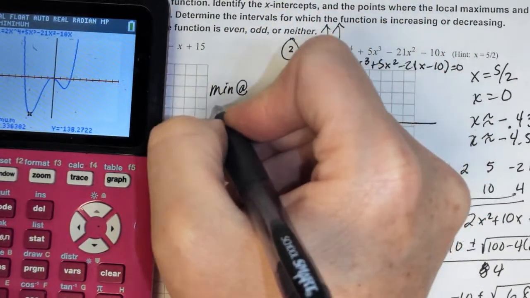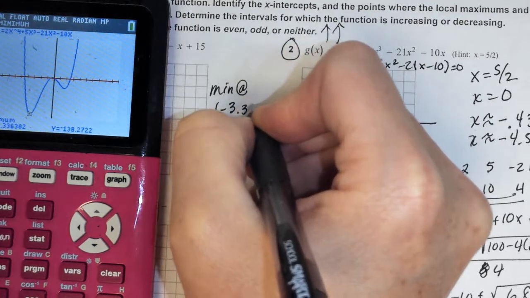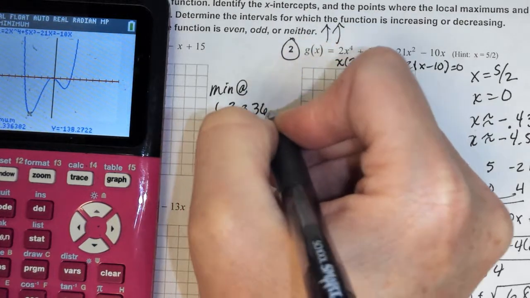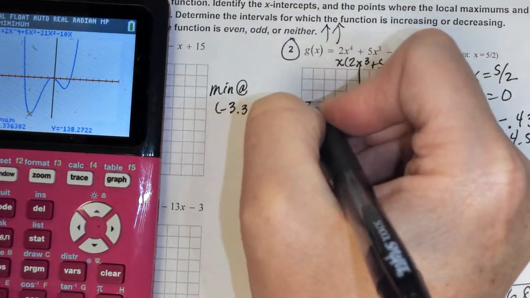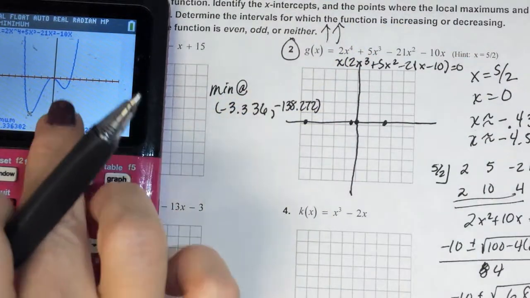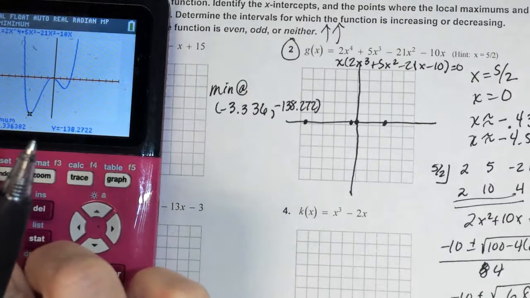So I have a min at negative 3.336, negative 138.272. There's where I have a min. I have a relative max right there.